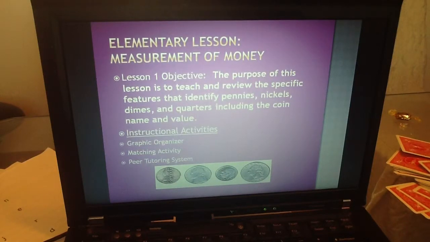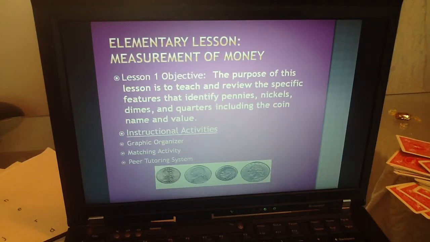Elementary lesson: measurement of money. Before conducting lesson 1, I gave a 5-question pretest to my group of 4 first grade pull-out math students. After analyzing their performance on this data, I knew that my work would be cut out for me.